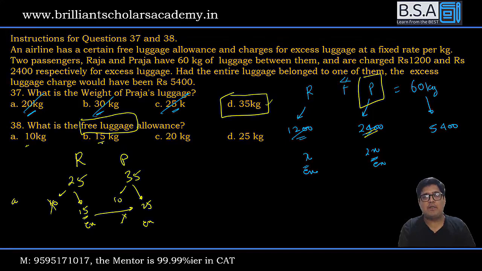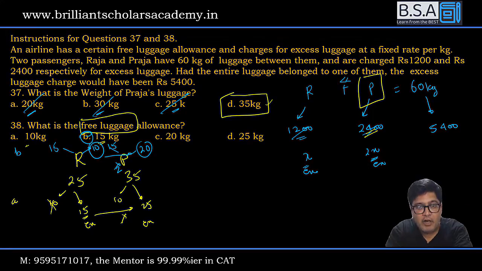If I look at the second option, if 15 kilos was correct, I'm assuming option B. If free allowance was 15 kilograms, he will have to make a payment for 10 kilograms. He will have to make a payment for 20 kilograms. Is the payment double? Absolutely. So answer is B. Because of the first question, I am able to answer the second one in a better fashion. Pay attention there, give some focus there.